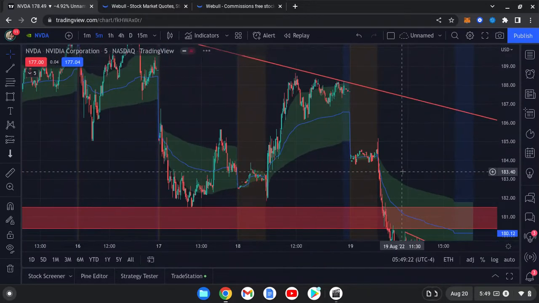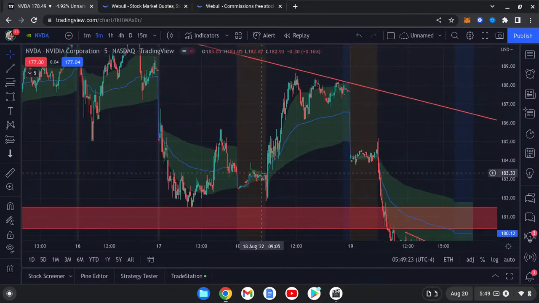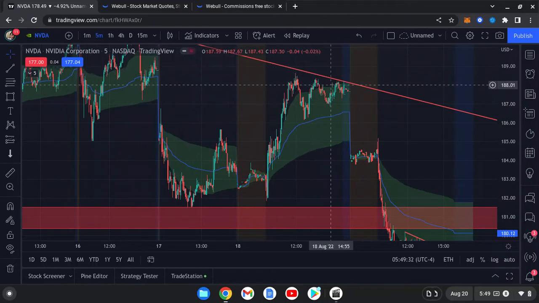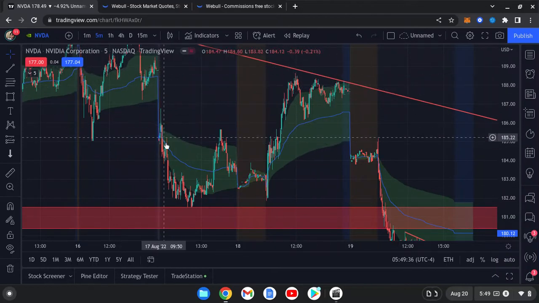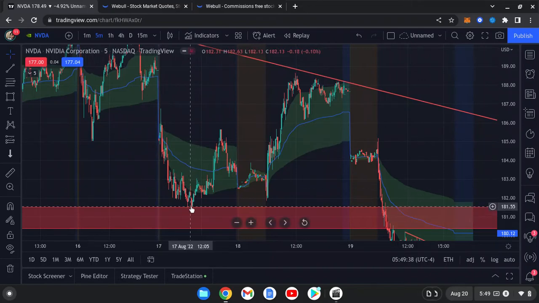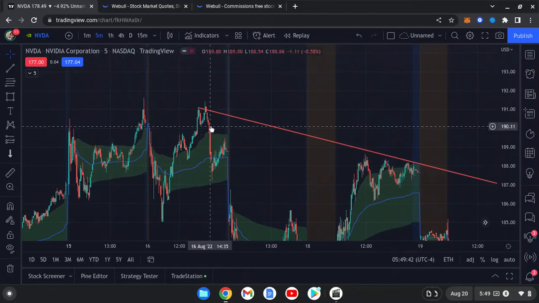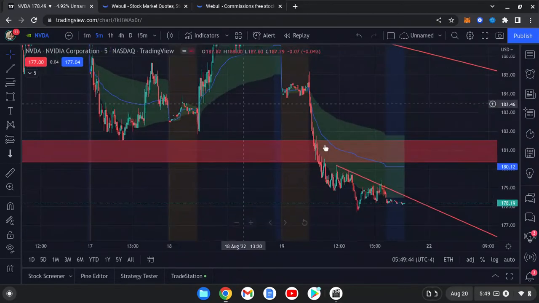We can see the day before how NVIDIA played. It came down and it used this as a demand level and bounced off of it and ran up, but the trend line stopped it in its run. And you can see on this day as well, it used this level as support. And then this day, you can see the trend line worked as a resistance level.